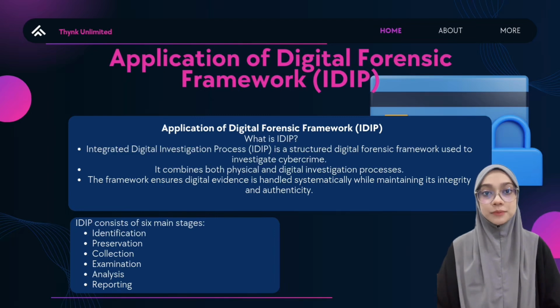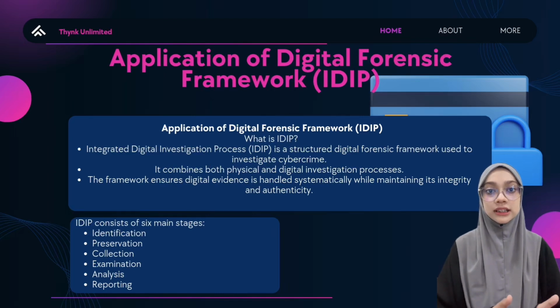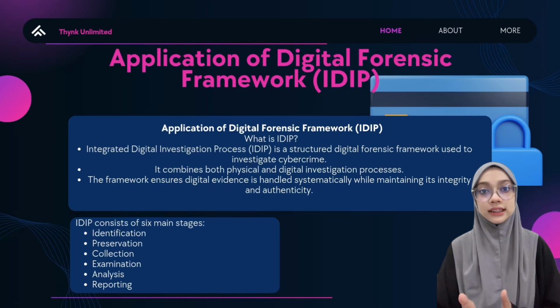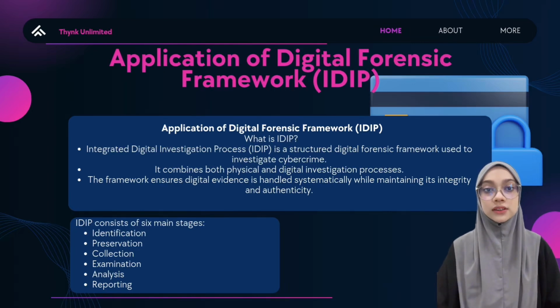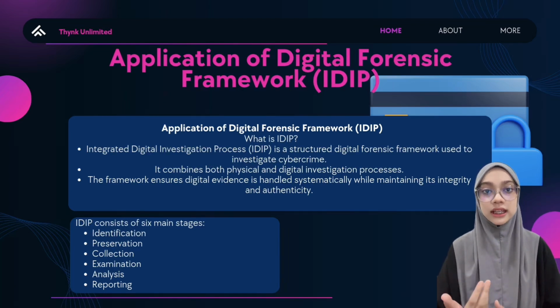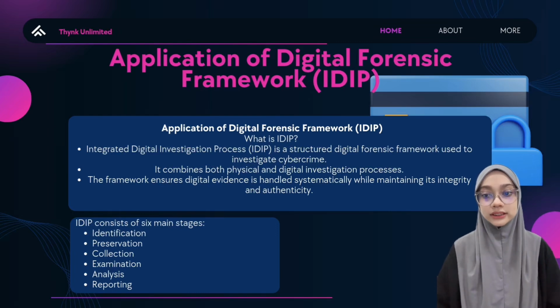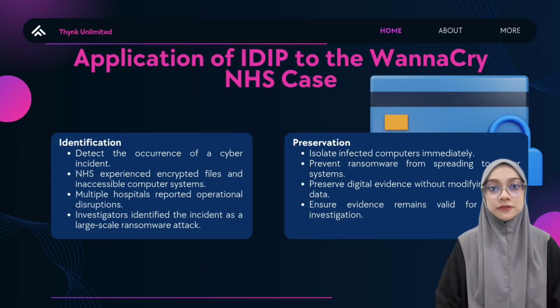First of all, IDIP is a structured digital forensic framework that provides investigators with a systematic approach to investigate cybercrime incidents. It combines both traditional forensic investigation methods and digital forensic techniques to ensure every investigation follows a consistent and organized process. The framework consists of 6 main stages, which are identification, preservation, collection, examination, analysis, and reporting. These stages help investigators manage digital evidence properly while maintaining its integrity and authenticity, ensuring that the evidence remains reliable throughout the investigation. Next, we move to the first 2 phases of IDIP, which are identification and preservation.